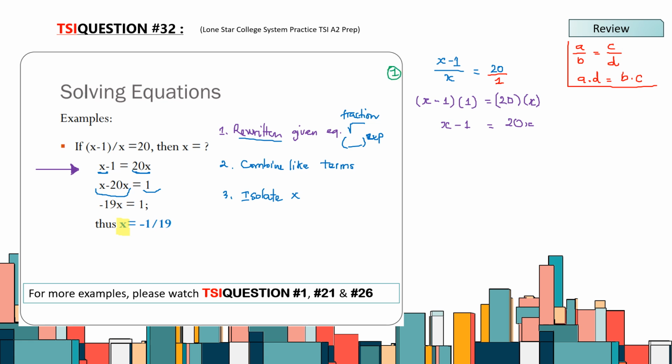Okay, now step 2, combine like terms. So we see we have x on the left hand side, we have 20x on the right hand side. So we will subtract 20x from both sides. After we subtract, we will have x minus 20x is negative 19x on the left hand side, minus 1, that equals 0.